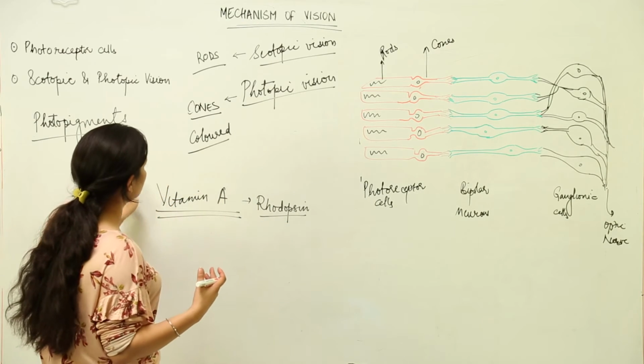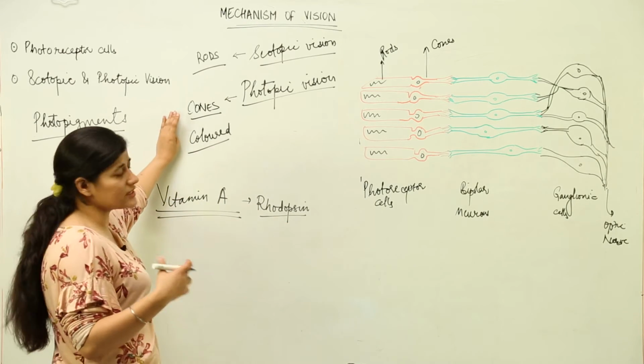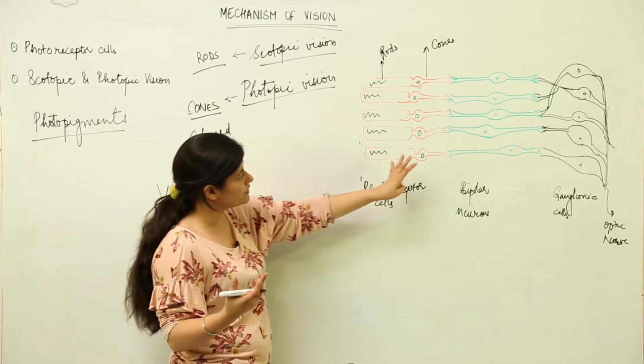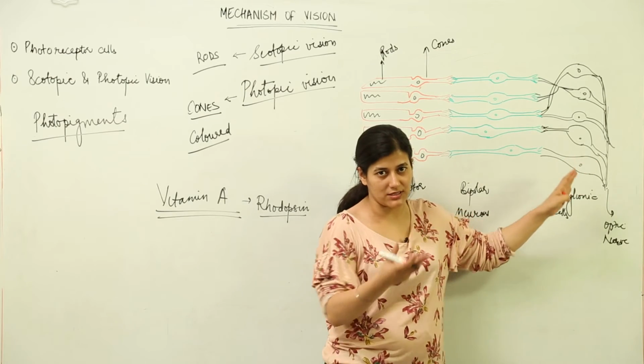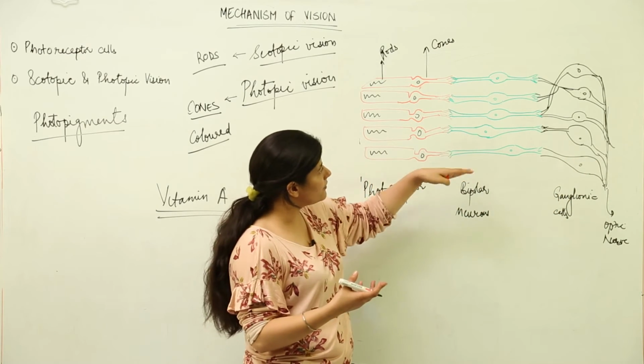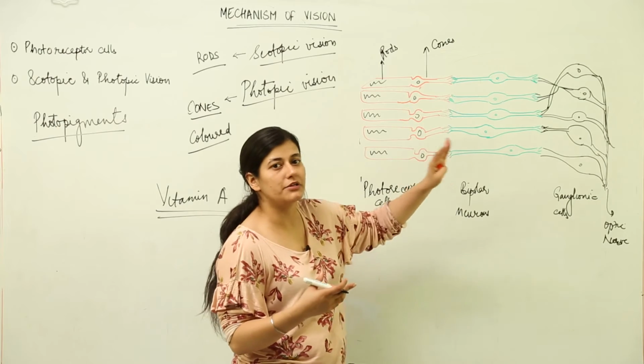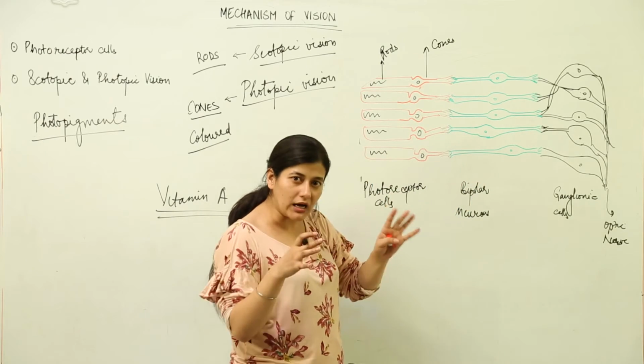Now, coming to the cones. These cones are giving you colored vision. You can make out the color difference. This is reddish, this is green and this is black, as you can see over here. Had there been no light or dim light, you would not be able to make out the difference. It would appear a dark color to you.